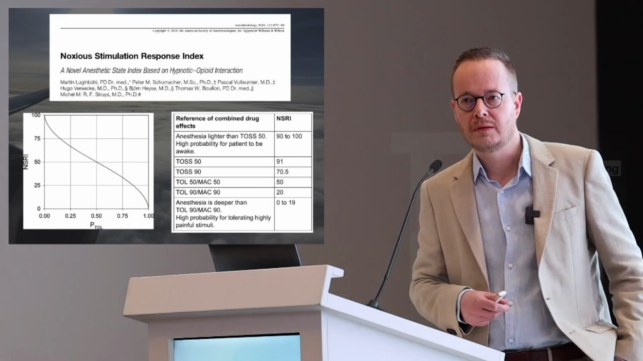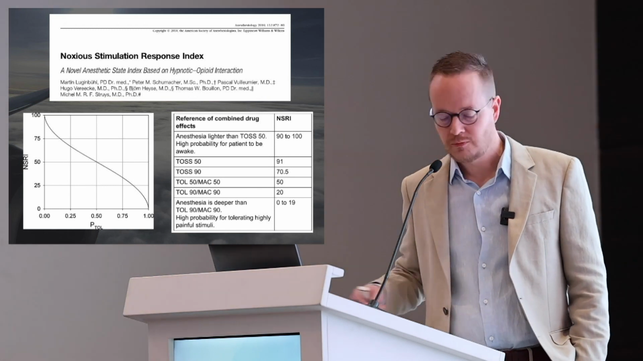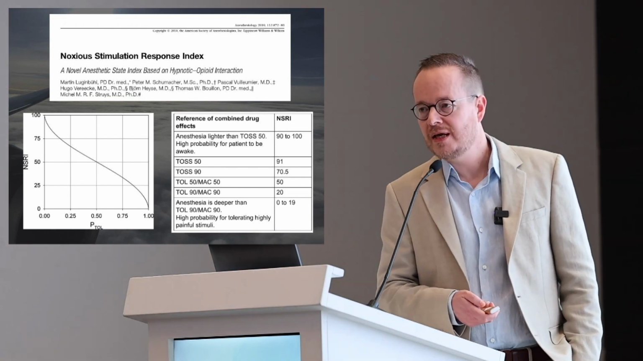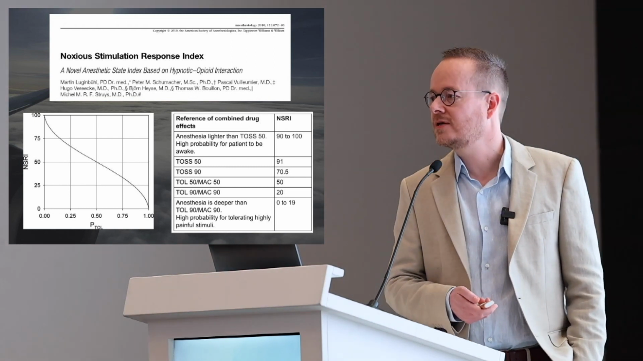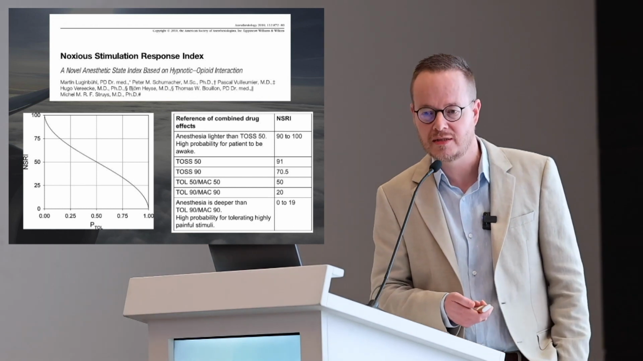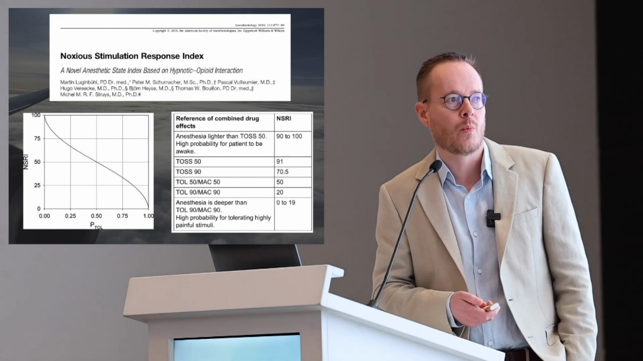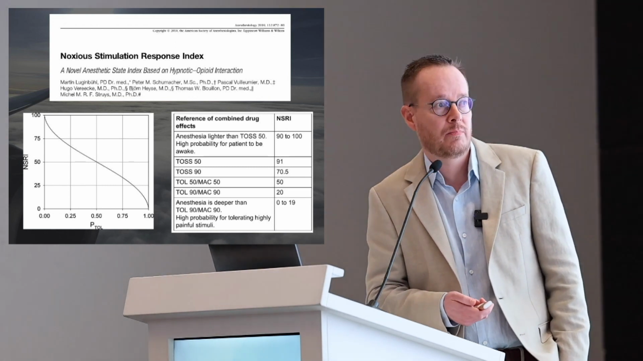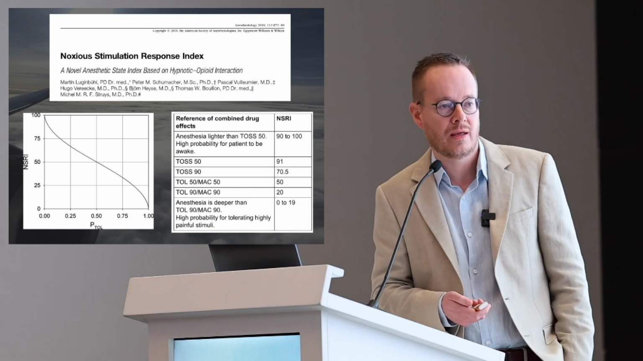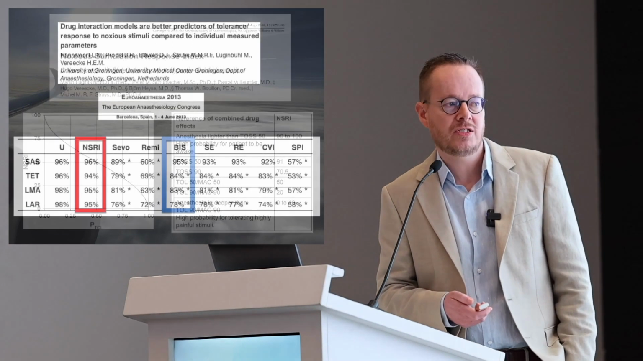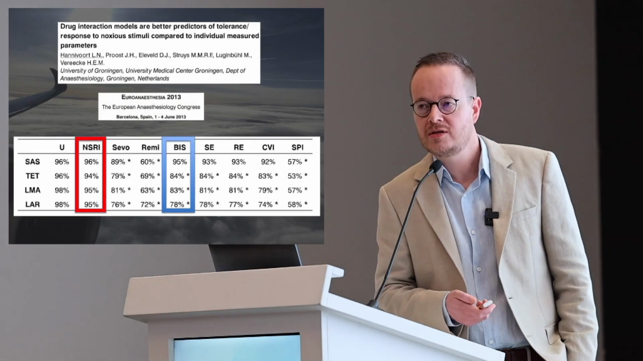This is already easier to handle, but we can make it even easier, and we can make it one-dimensional. We can make it a number. That number is called the noxious stimulation response index. It's a number going from 100 to 0, where 100 gives you a high probability that the patient is awake, and below 20 gives you a high probability that the patient will not move to painful stimulation.